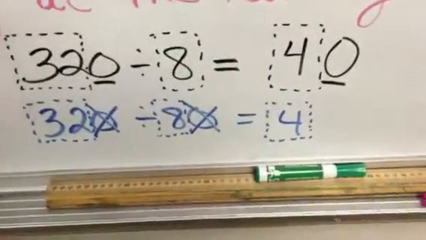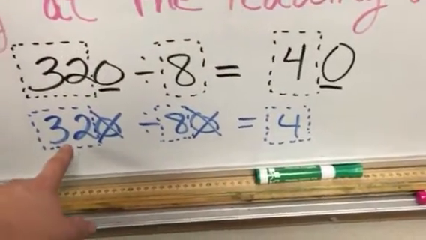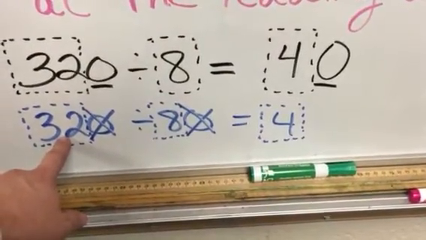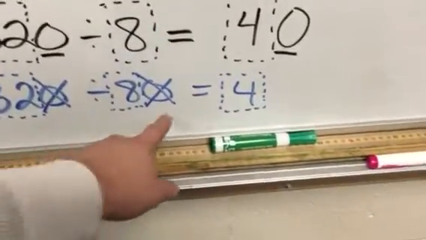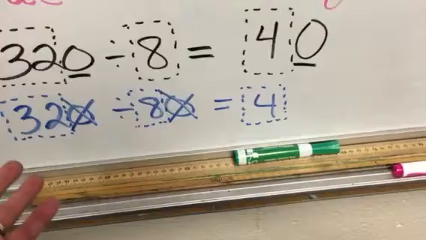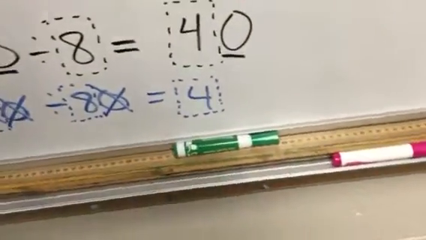So conversely, when I have 320 divided by 80, I have my leading digits in a box of 32 divided by 8 equals 4. And then I have one 0 on both sides. So since they're the same on both sides, I just cross them off. And I get 32 divided by 8 equals 4.